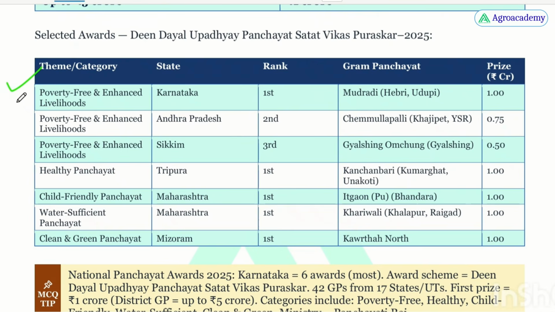These are the themes under which the awards have been given. You just need to go through them once.